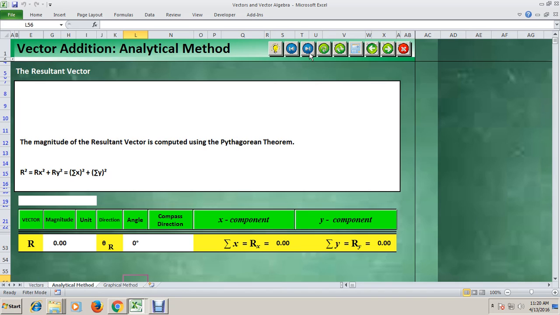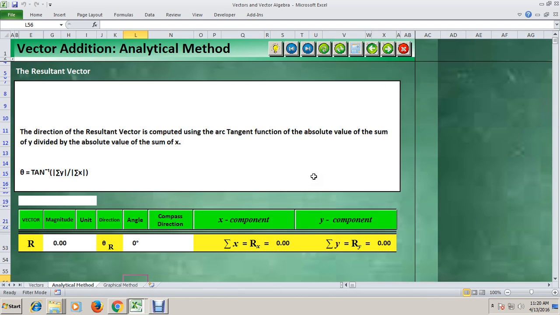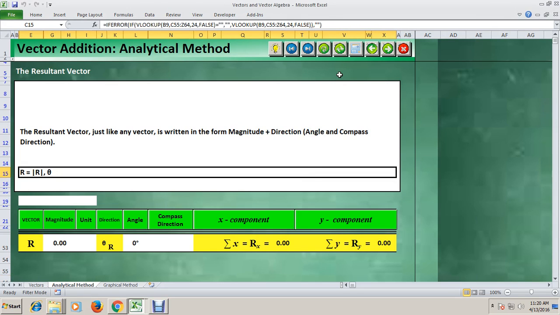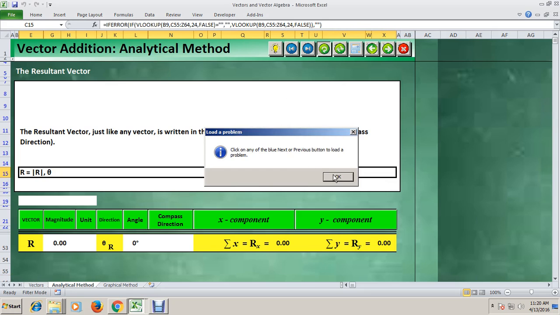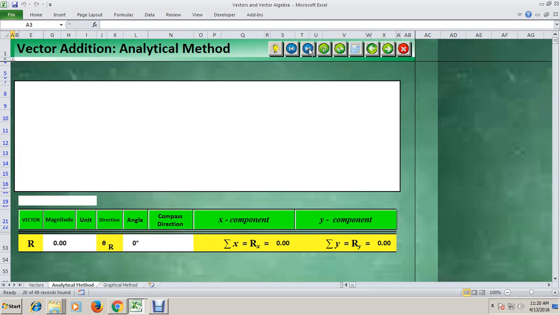Okay, so we make use again of the Pythagorean theorem in order to compute for the magnitude of the resultant vector. We make use of the inverse tangent theta in order to compute for the direction of the resultant vector. And finally we indicate the resultant vector according to the pattern of writing the vector, with magnitude and its corresponding direction plus the compass direction. Okay, so let's try to do the example problems that we have presented before.